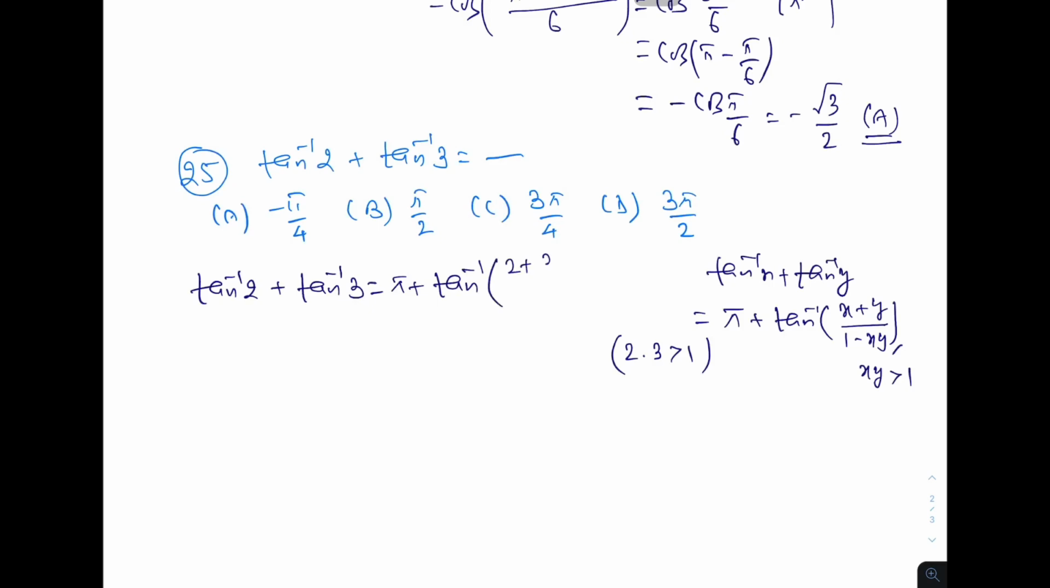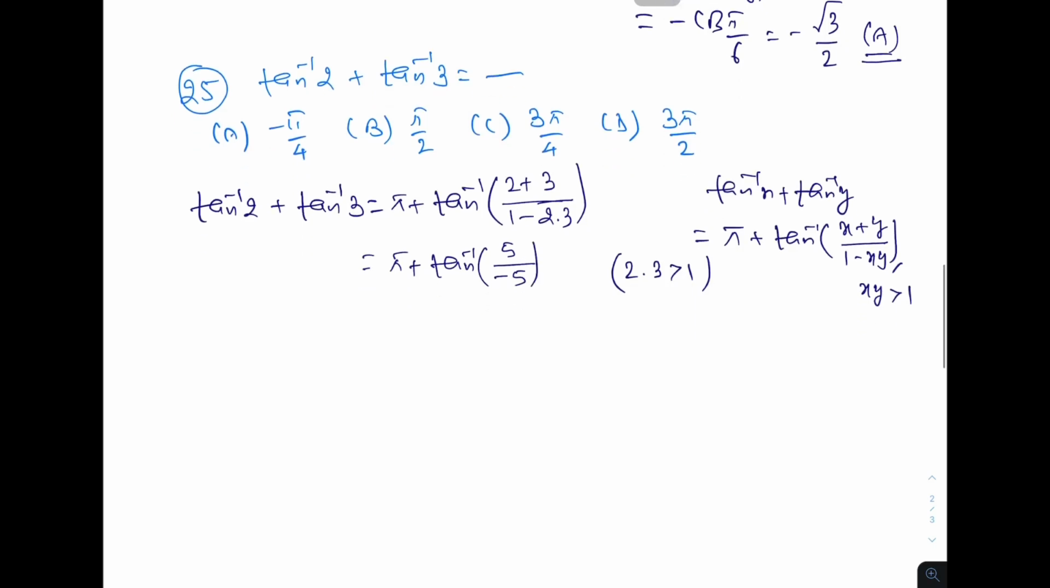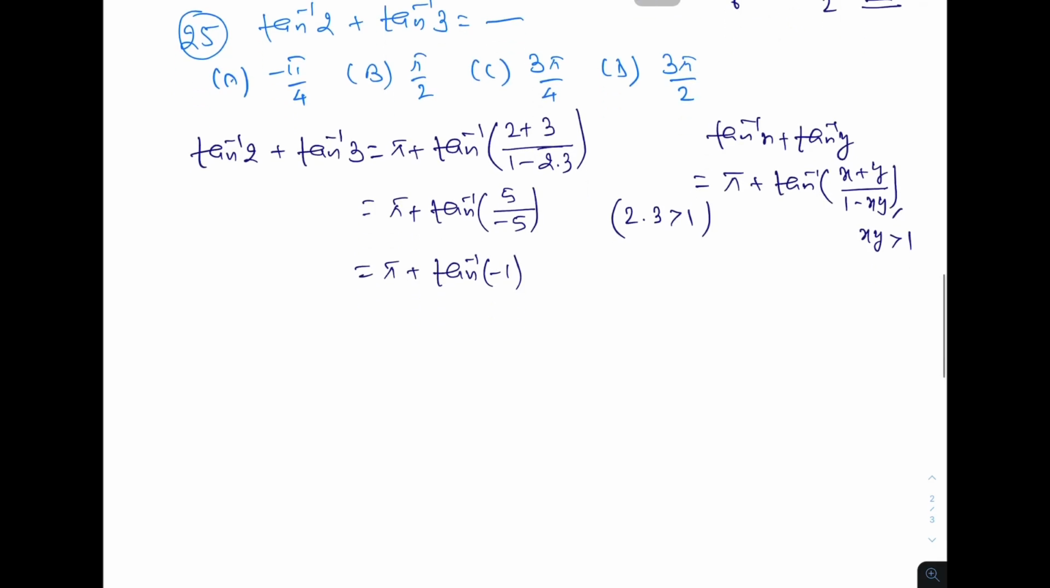tan inverse 2 plus 3 over 1 minus 2 into 3. So this is equal to pi plus tan inverse 5 upon minus 5. So pi plus tan inverse minus 1. So this is pi minus tan inverse 1. So this is pi minus pi by 4. And so this is 3 pi by 4. So the option is this C.